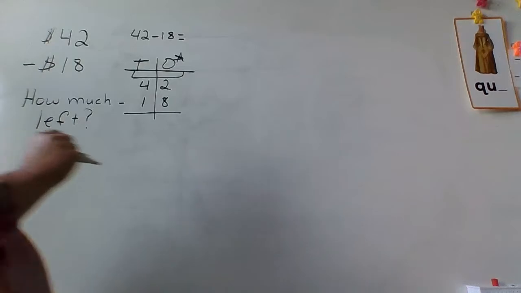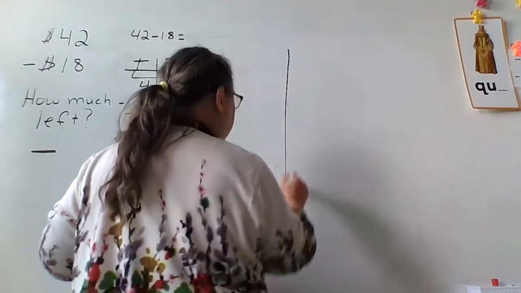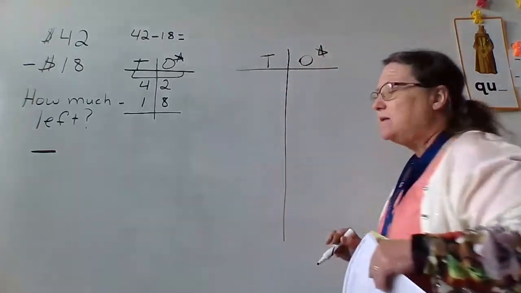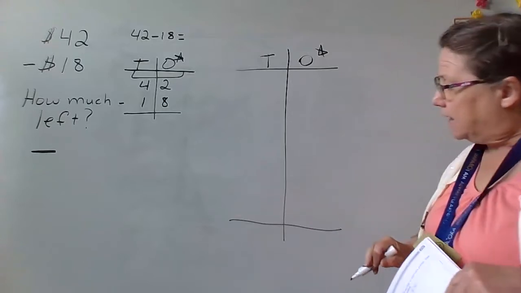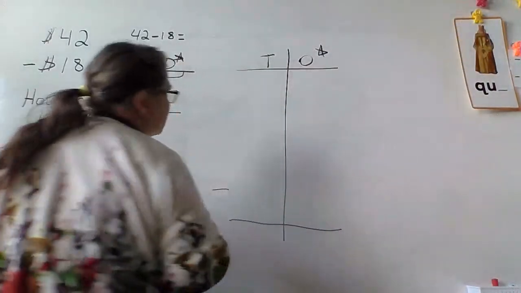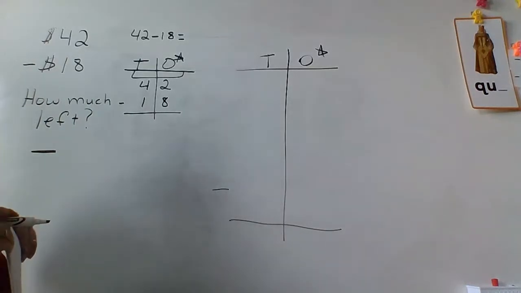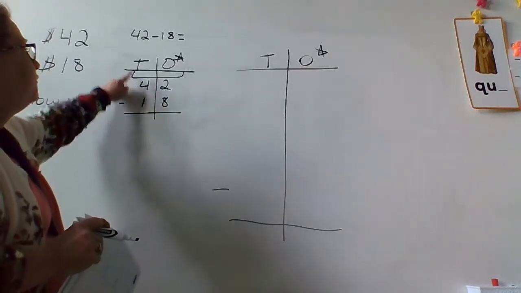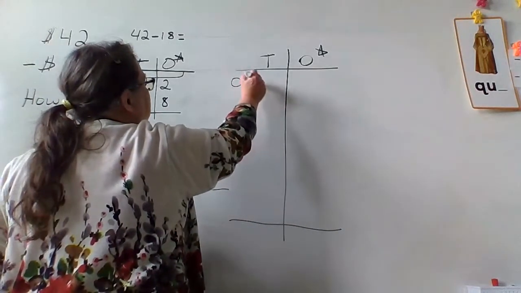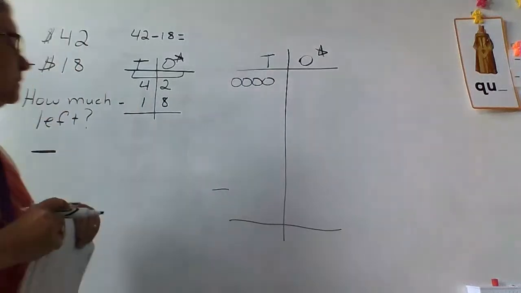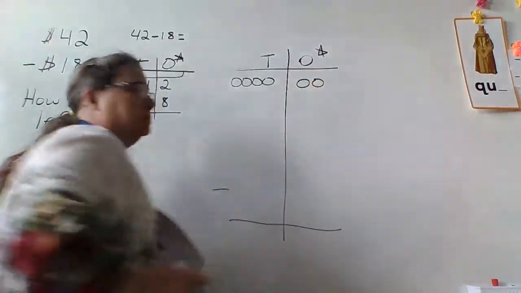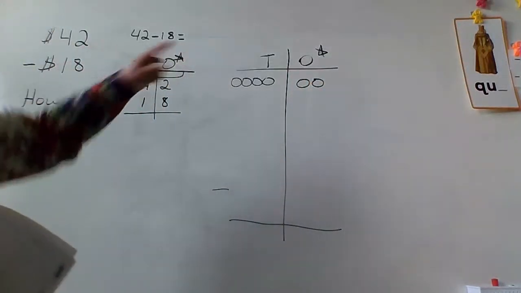42 minus 18. Well, I'm going to make my big T. Tens, ones, star. I'm not going to make a box, but I'm going to put my line at the bottom. Okay? And I am going to subtract, so I put a subtraction symbol there. Well, I'm going to start with my first number, 42. I see that there are 4 tens: 1, 2, 3, 4. I see that there are 2 ones: 1, 2. Okay, I have 42.